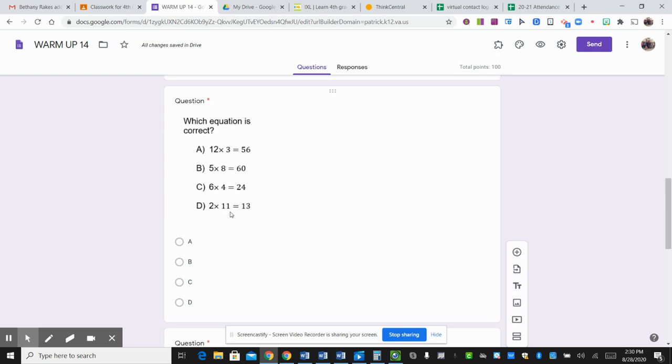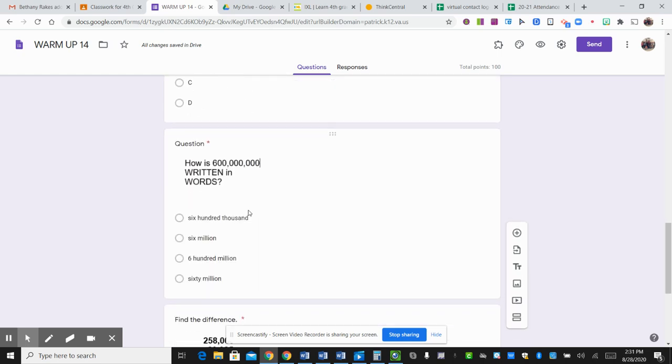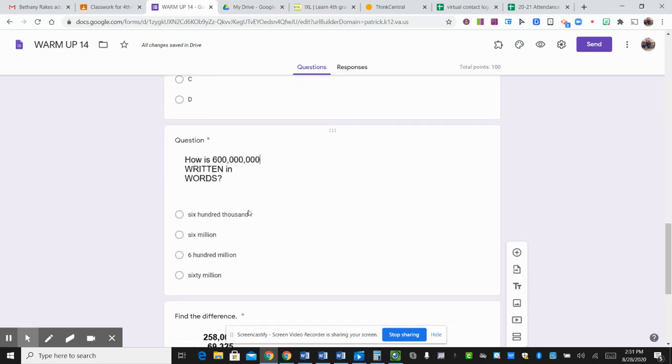2 times 11, if you're counting by 2s, 2 11s, 11 and 11 make 22. So that was not the correct product. You should have had C as your answer. How is this number written in words? Well, that 6 is in the ones, tens, hundreds, thousands, 10,000s, 100,000s, 1 million, 10 million, 100 millions place. So you should have chosen 600 million.